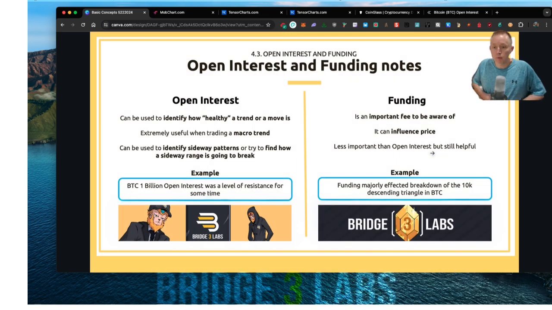But first, let's talk about open interest here a little bit. In markets, right? We have obviously what's called futures, even in commodities and things like that, but also specifically in crypto.